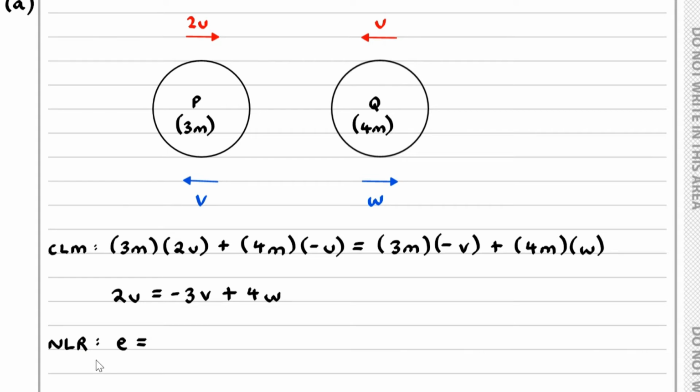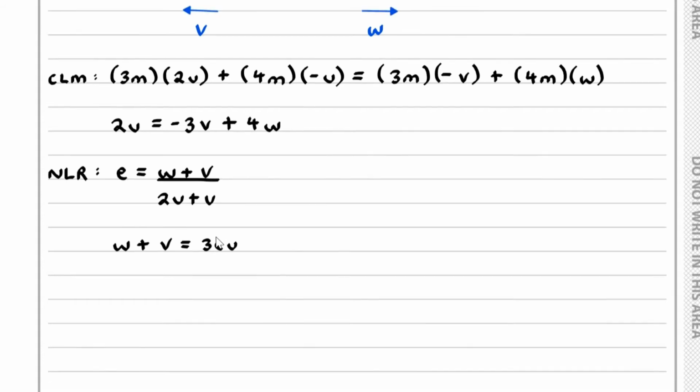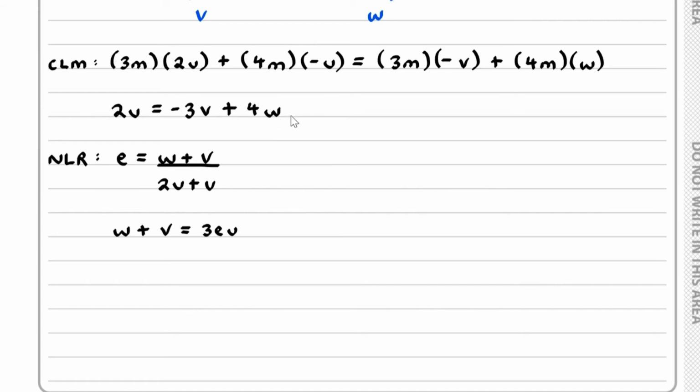Now, we can use Newton's law of restitution. We've got e, which is equal to the speed of separation divided by the speed of approach. So they would separate with speed w plus v, because we've got w subtract negative v. And the speed of approach will be 2u plus u. So we can see from here then, w plus v equals 3eu. Now we can solve this equation, we'll call it 1, simultaneously with this equation here.